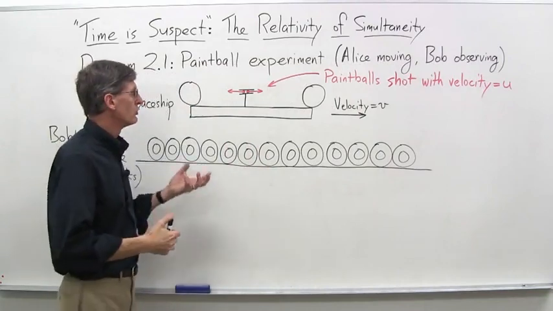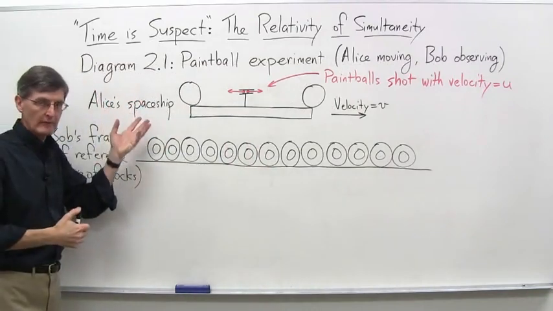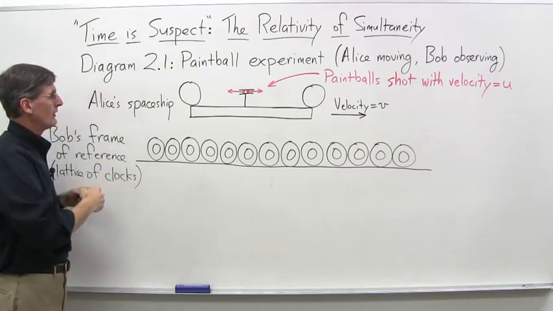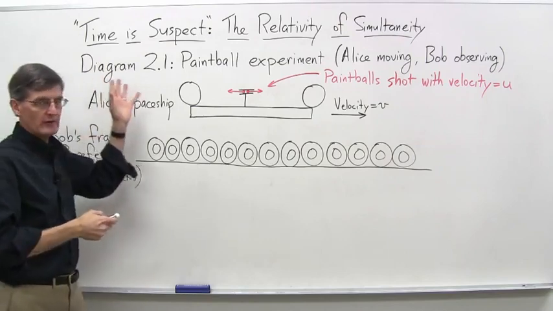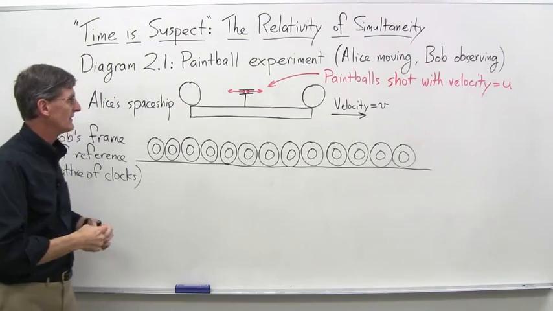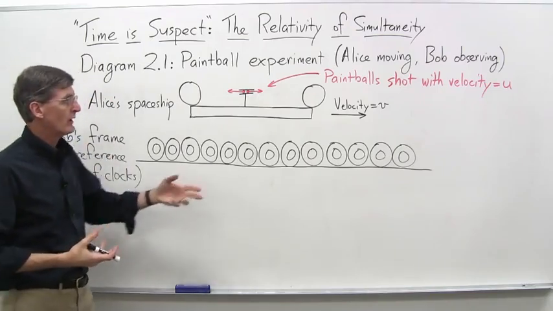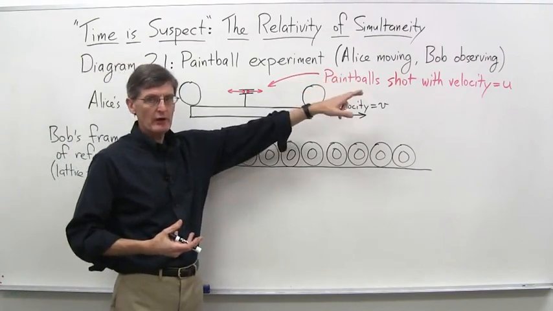Now let's move on to our second diagram, second major diagram. This is actually the first part of it, diagram 2.1, under the topic of the relativity of simultaneity. So this time we're going to do a paintball experiment, and we're going to have Alice moving and Bob observing.